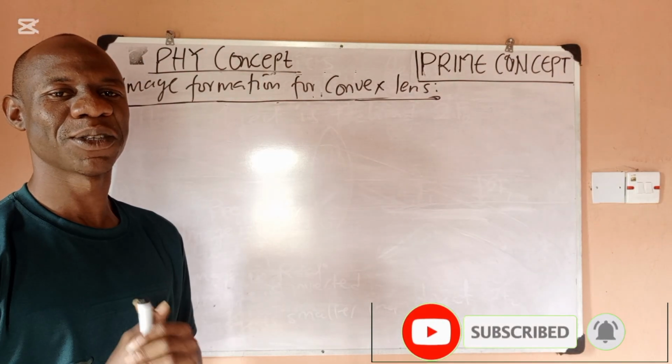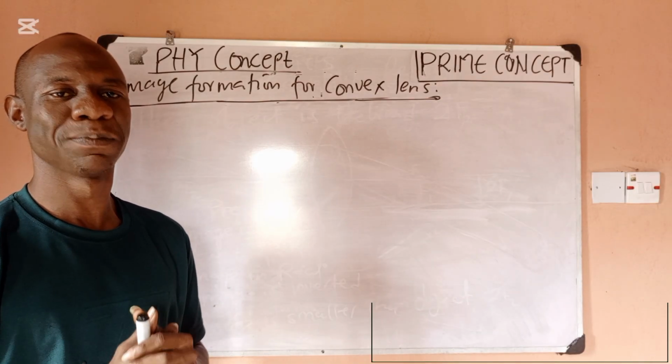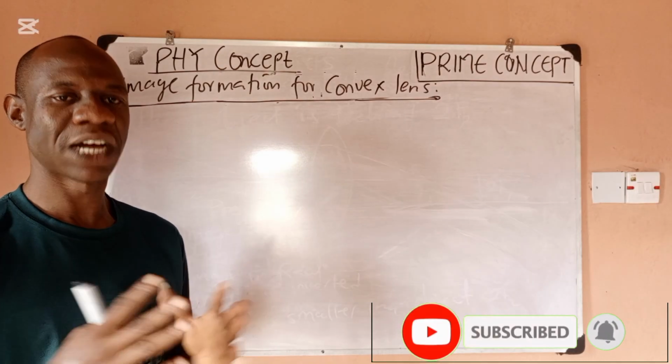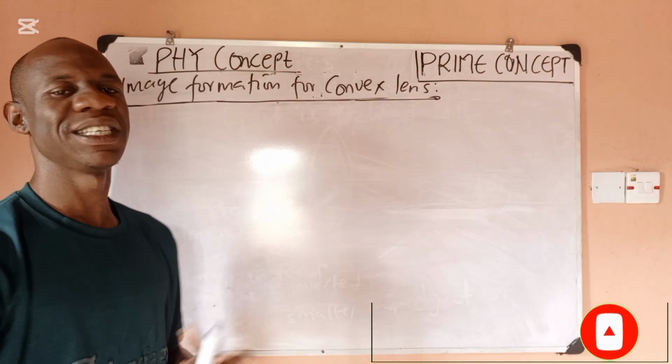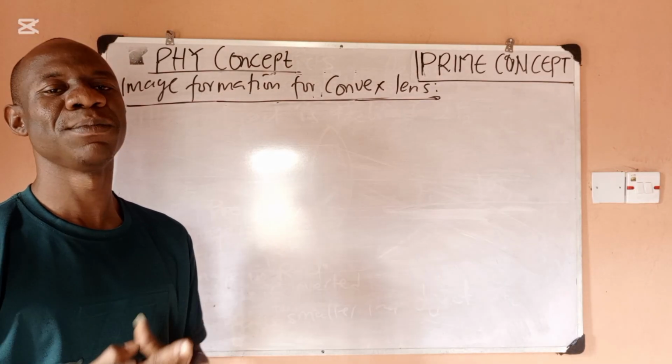In this video, we want to consider the image formation when an object is placed at 2f or at 2f2. When our object is at that point, where will the image be formed and what will be the nature or properties of the image that is formed?